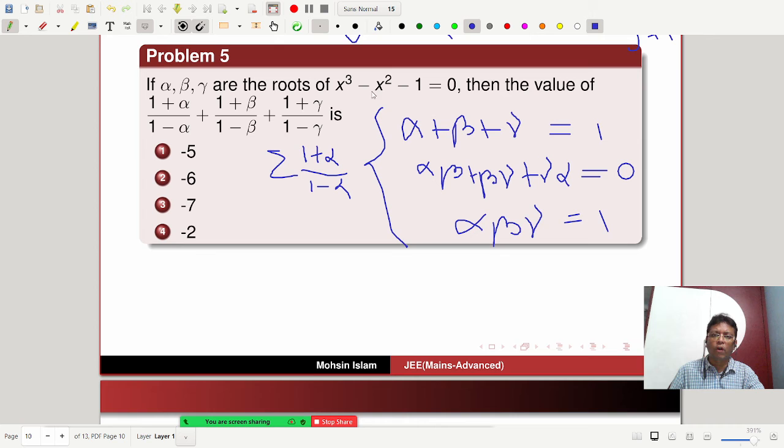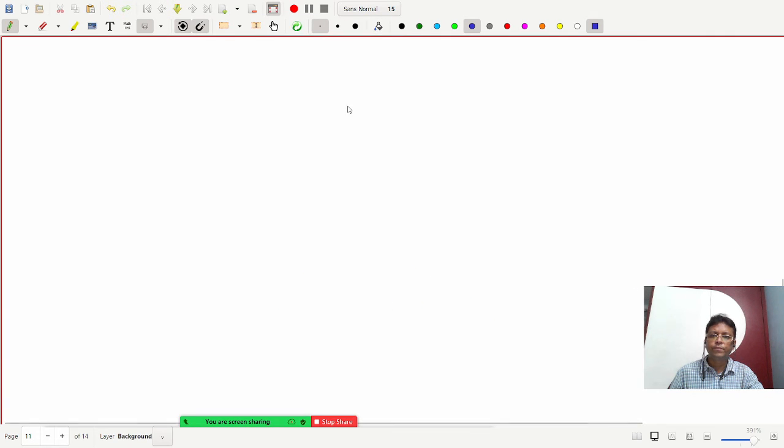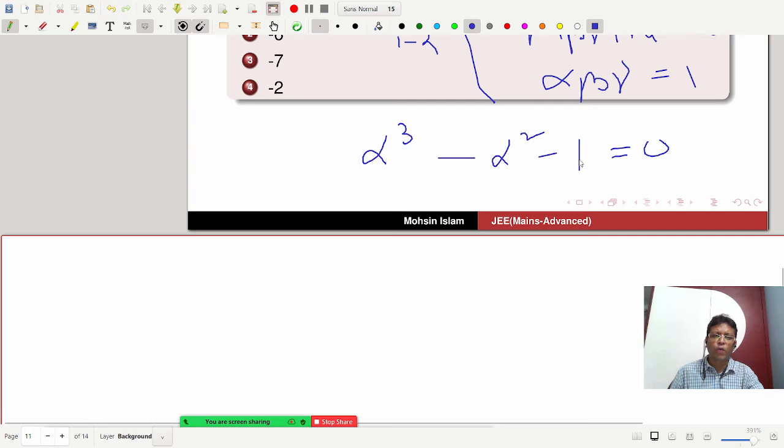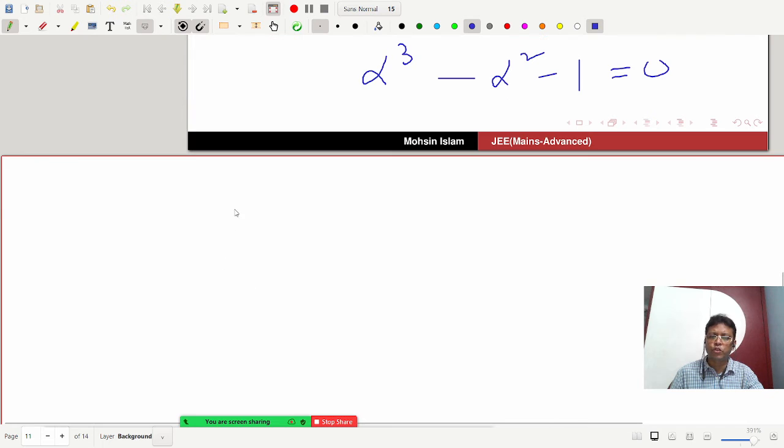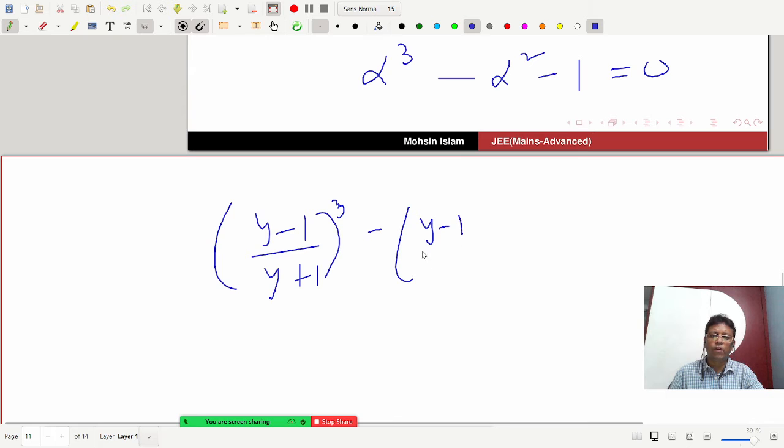Now alpha is a root of this equation. So alpha must satisfy this equation: alpha cube minus alpha square minus 1 equal to 0. So what is your alpha? Alpha is (y minus 1) by (y plus 1). Let me substitute: ((y minus 1) by (y plus 1)) whole cubed minus ((y minus 1) over (y plus 1)) whole squared minus 1 equal to 0.